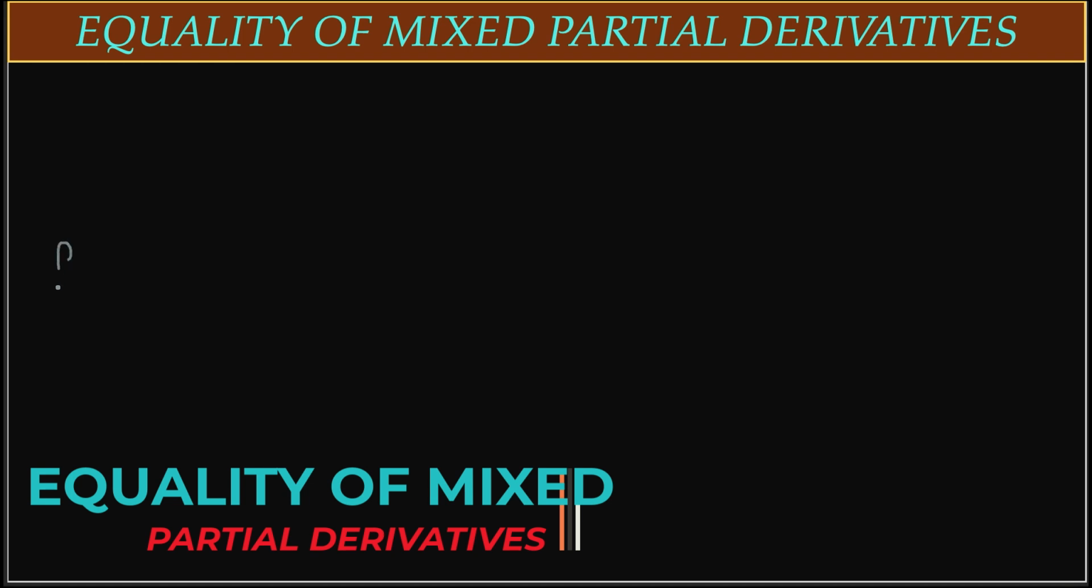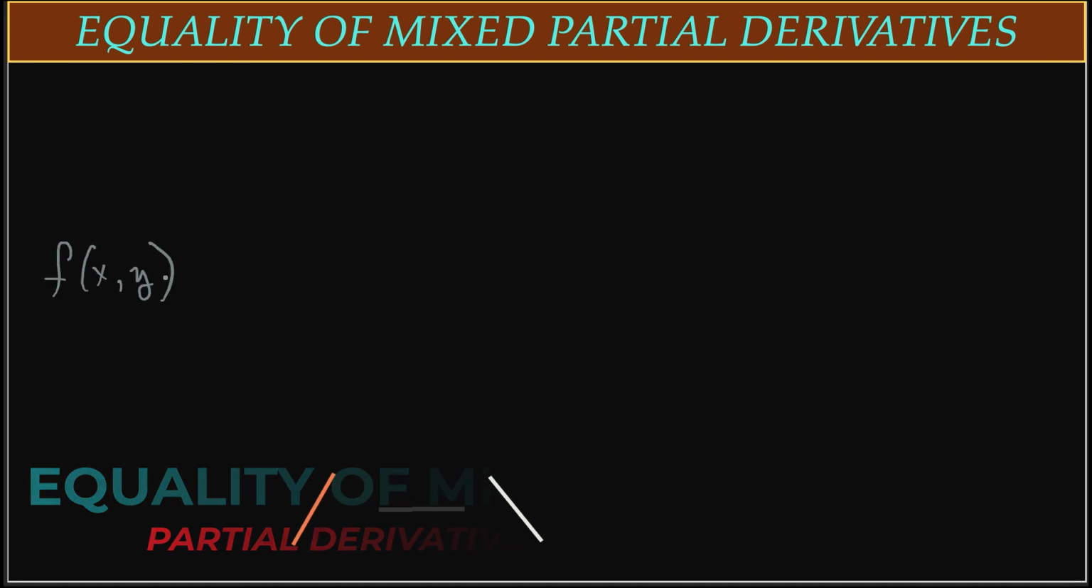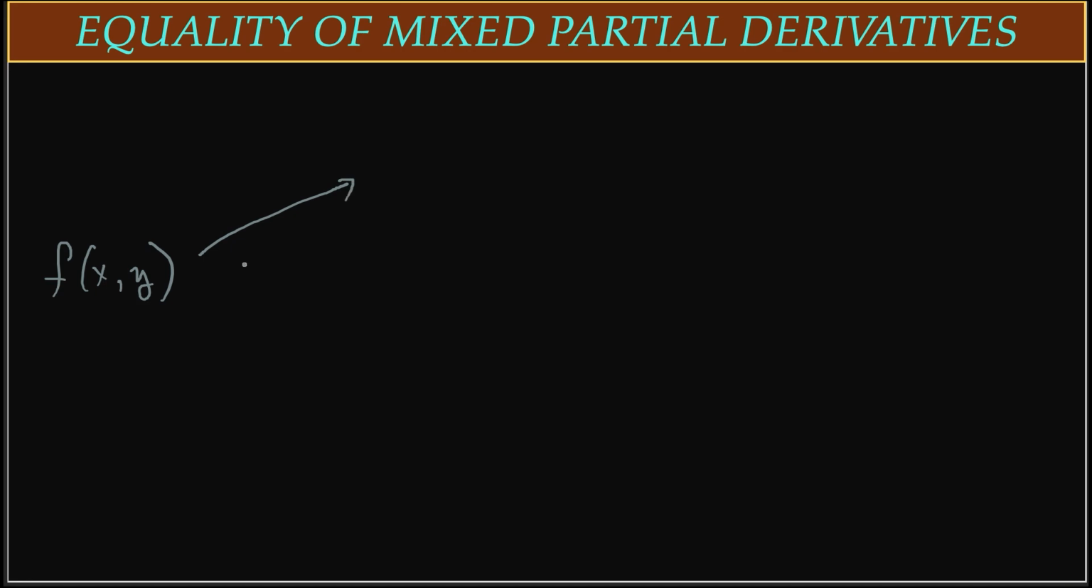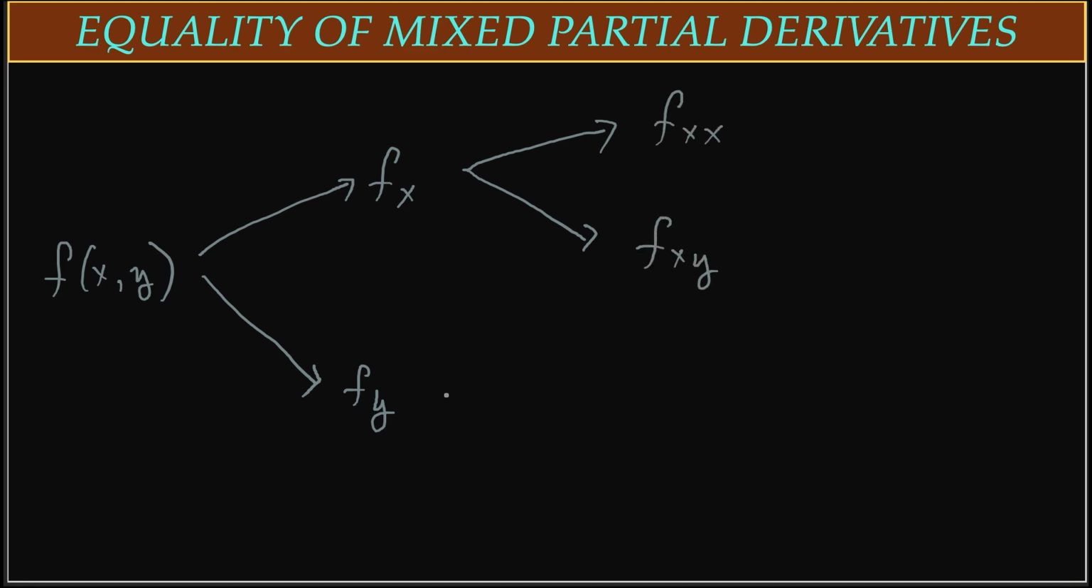So if we have here a function with two independent variables x and y, we said last time that we can find the first order partial derivatives by finding f sub x and f sub y. After we have the first order partial derivatives of this function, named as f sub x and f sub y, we can further find the partial derivative of f sub x again with respect to x and with respect to y. And likewise for f sub y, we can find the partial derivative of f sub y with respect to x once again and with respect to y.